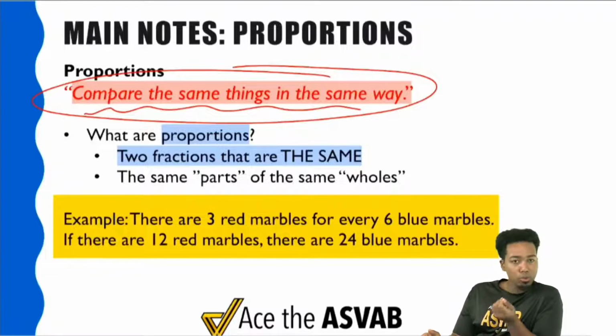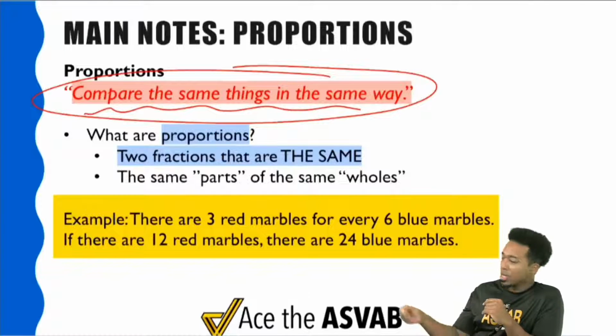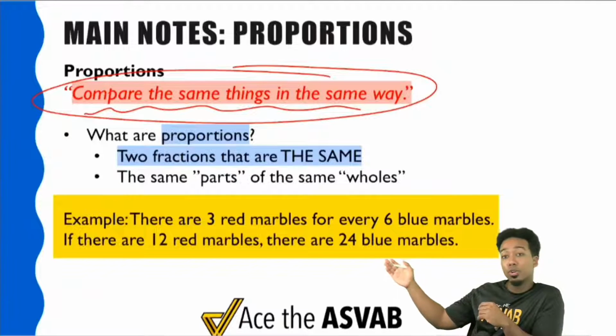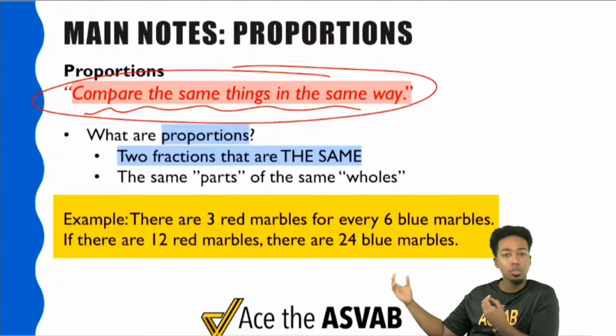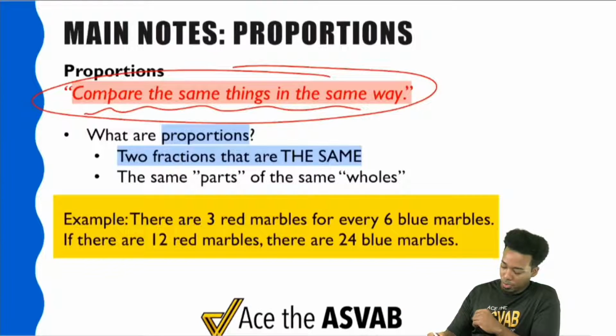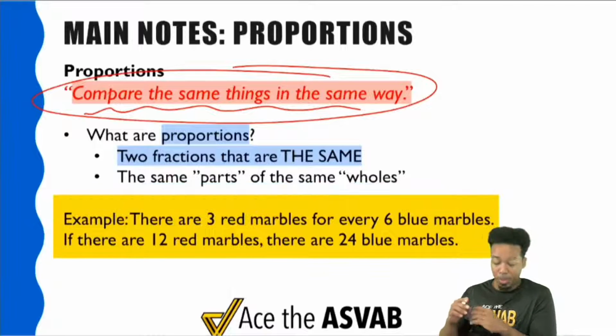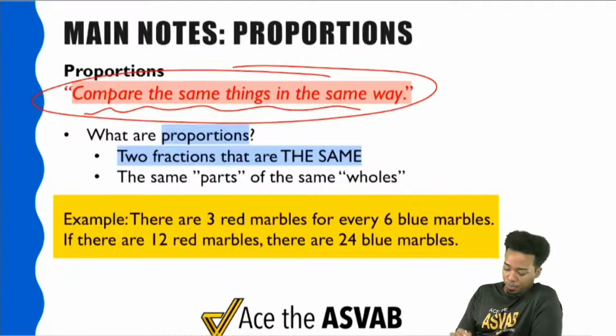Instead of, oh, what's going on, it's, oh, okay, this is a proportion problem. Compare the same things in the same way. Oh, simplify the fractions. Oh, do this, do that, and solve it. So proportions are two fractions that are the same, or the same parts of the same wholes. This example right here, I'm going to turn into a proportion to show you how the setup works. Let me give you 5 to 10 seconds to write this part down, because this next page is going to have all of this. But let's read through it before I set it up for you.